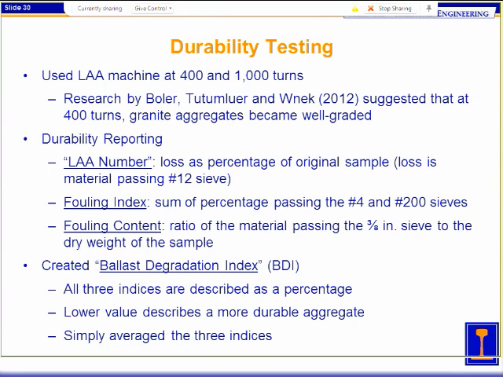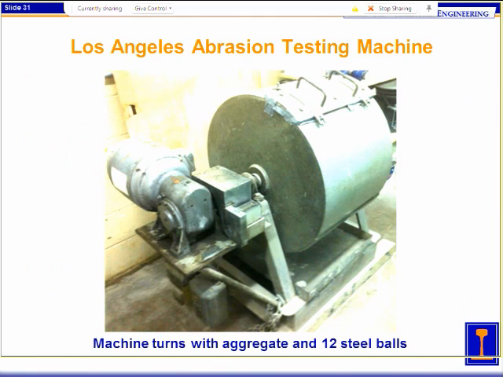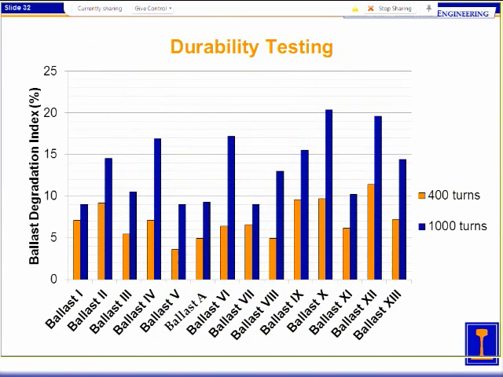From these three, we just simply averaged them to create what we call ballast degradation index, or BDI. All three indices were described as a percentage. The lower value describes a more durable aggregate for all three. So it was a simple matter just to average all three of them. Here's an LAA machine, if you haven't seen one. A machine turns with the aggregate and 12 steel balls for the specified number of turns. And here's all the results.